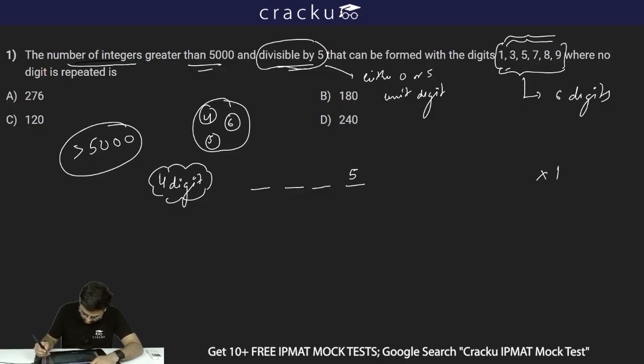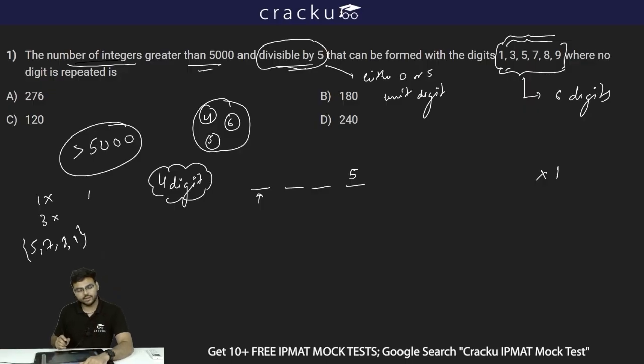Now if we look at the first digit of the 4-digit number, it should be greater than 5000. So can it be 1? It cannot be 1, because otherwise it will be less than 5000. Similarly, if it is 3, again it will be less than 5000. So the only possible values can be 5, 7, 8 and 9. The first digit can have either 5, 7, 8 or 9.